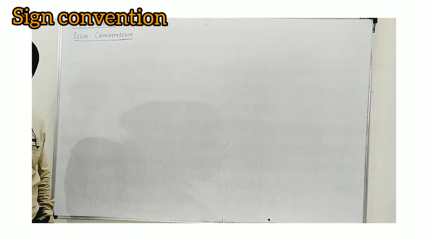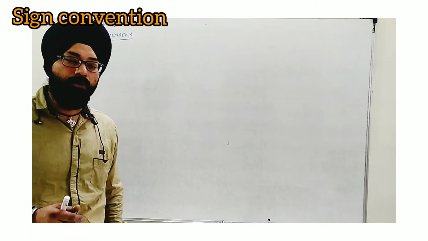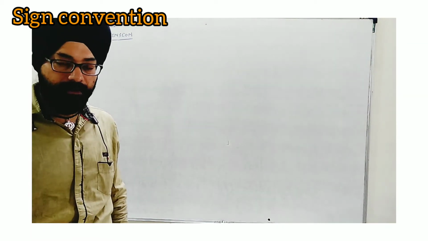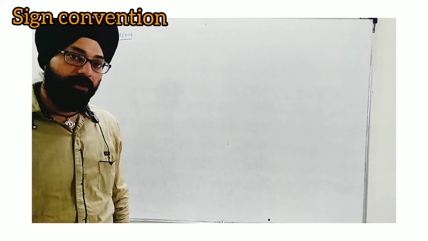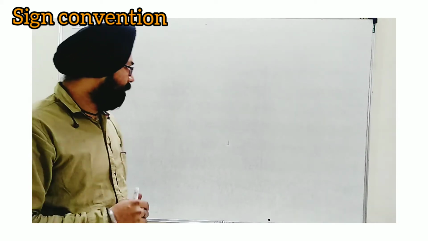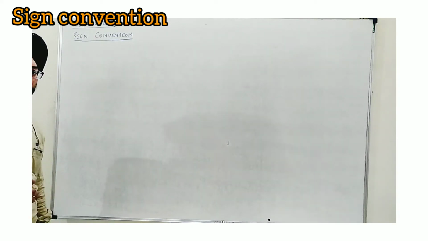In the previous lecture I explained the measurement of angles, how units of measurement were introduced, and how to convert from one unit to another. Mainly two units were there: one was radian and the other was degree. Now the next topic will be sign convention. What does it mean? Let me tell you.